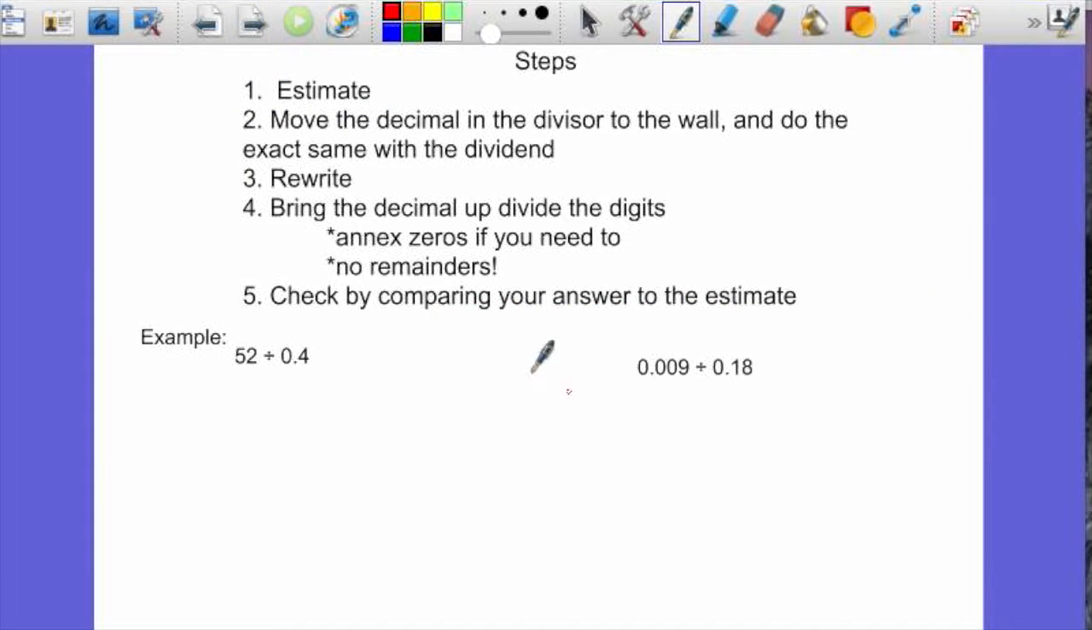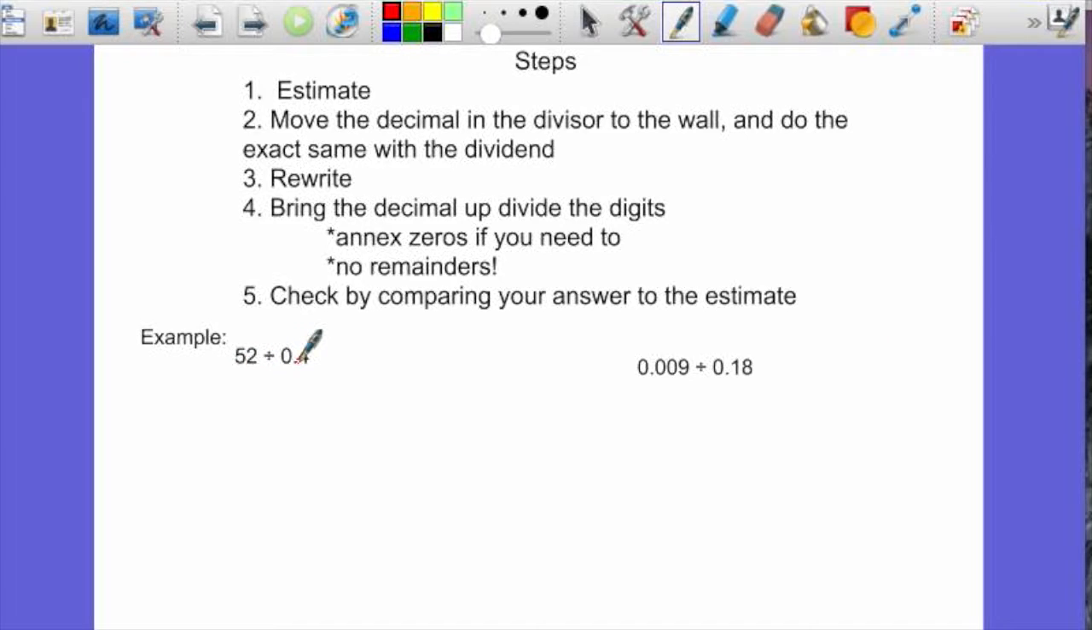Now, just a couple more because we run into a lot of different problems when we're doing decimal division. It's a little trickier, so we're going to do a few more examples. So 52 divided by 0.4.